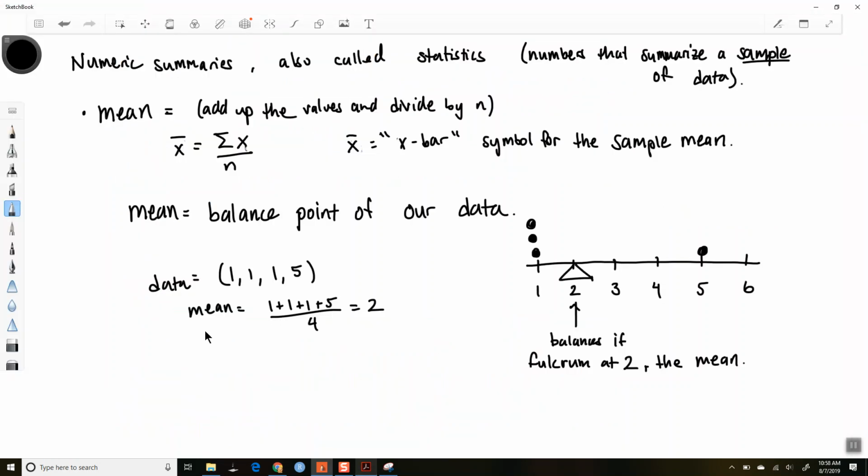And so some people will say, if your data is not symmetric, if it's skewed, the mean may not be the best representation to use. It's still technically correct. You've added the numbers up and you divided by n. It's not that you did the calculation wrong, but for skewed data, the mean may not be the best representation.